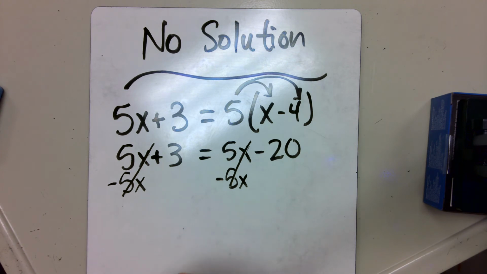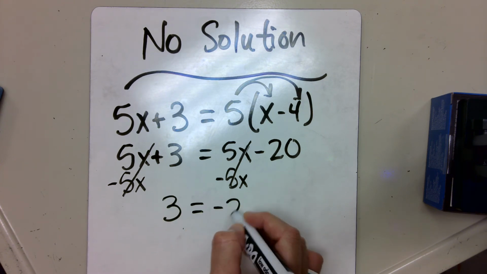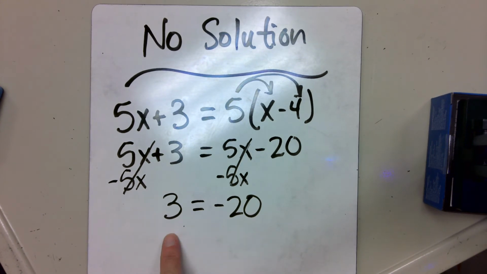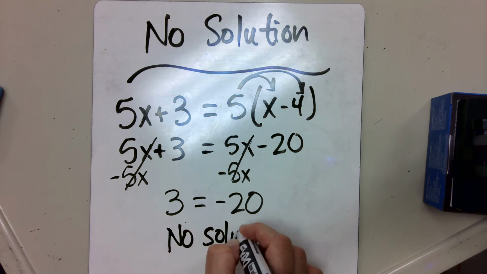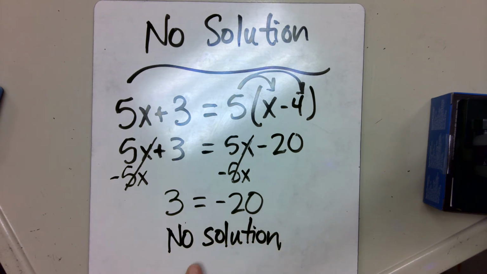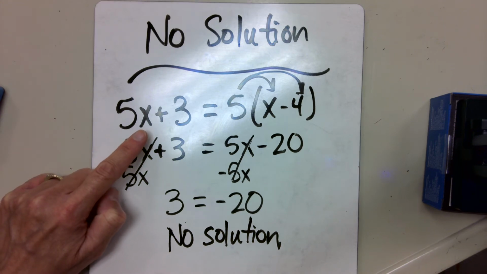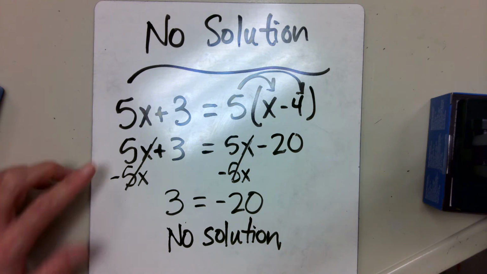This means that since our variable has disappeared, we have a special solution. So we rewrite what's still in our equation. 3 equals negative 20. Our job here is to figure out if the sentence written here is true. Does 3 equal negative 20? No. That is why this would be called a no solution. This means that in our original equation, there's no value, no number that we can put in for x and make this equation true.